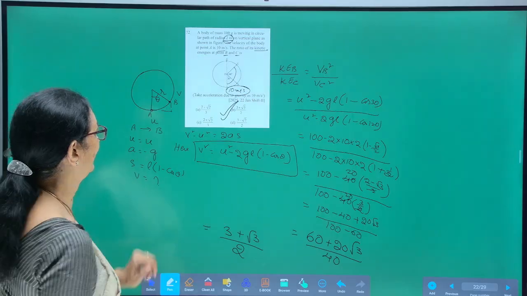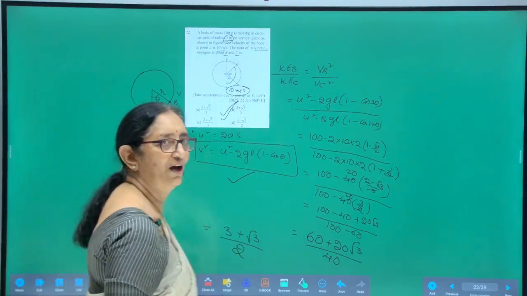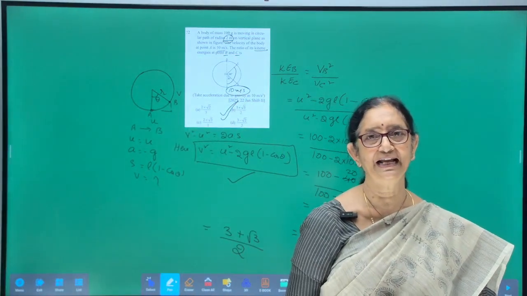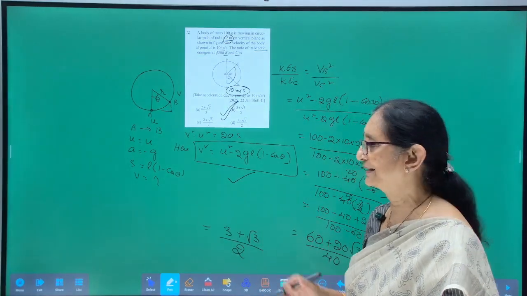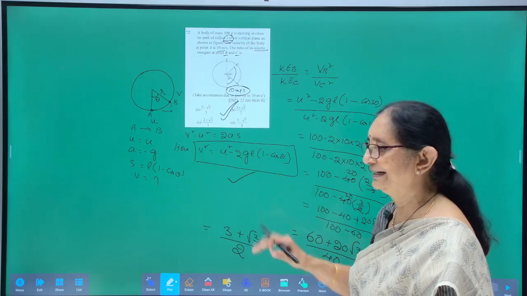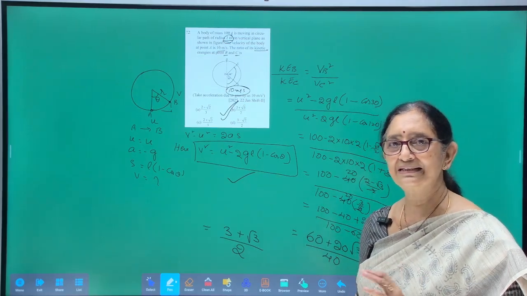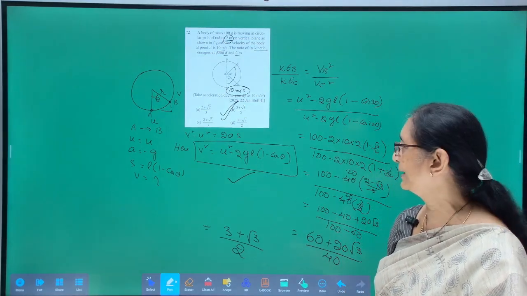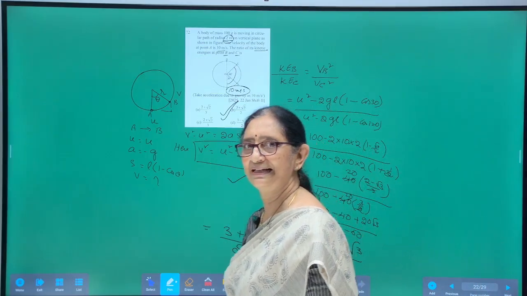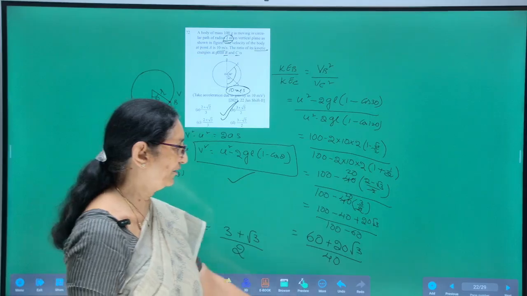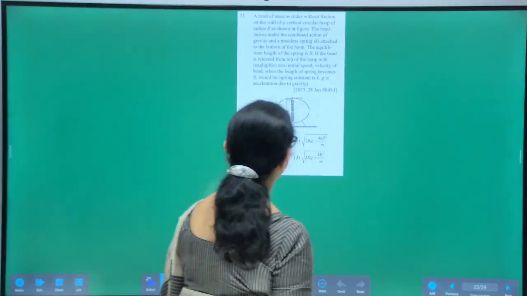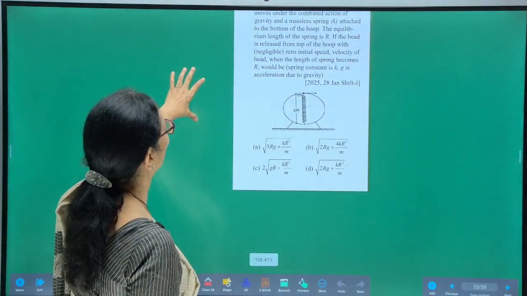Okay. So, here this is the hint. Velocity at any point making an angle theta, in case of vertical circular motion, if its initial velocity is u, it is u square minus 2gl into 1 minus cos theta, that is the expression for v square. Okay. Move on to the next. Look here, it is an interesting problem.